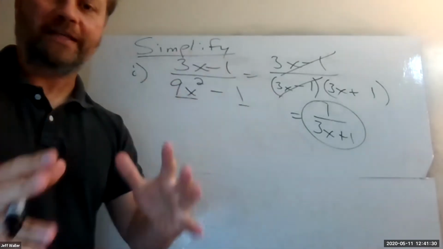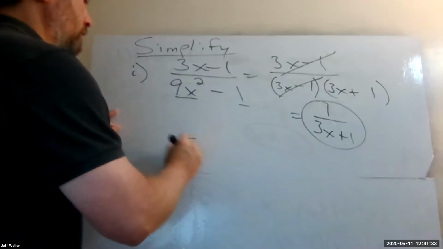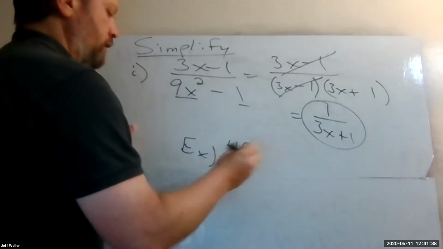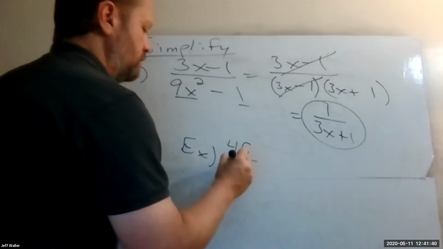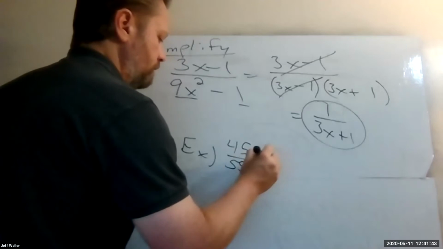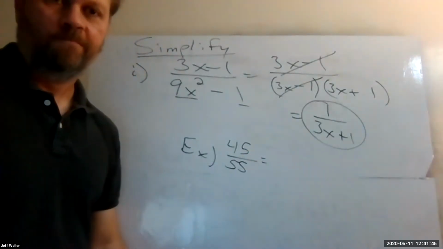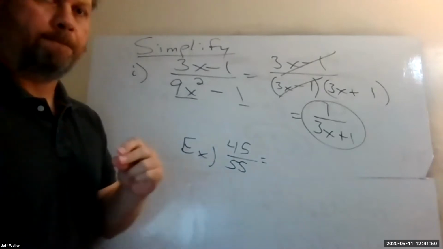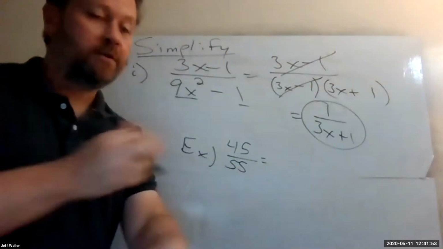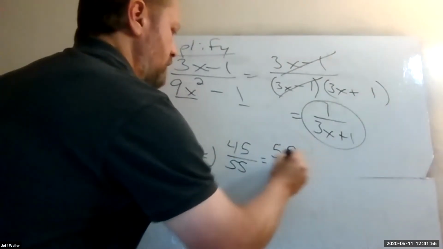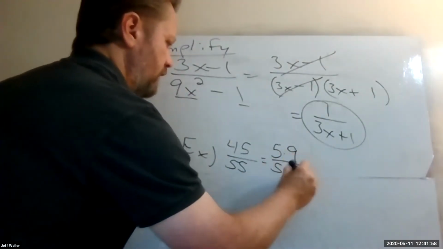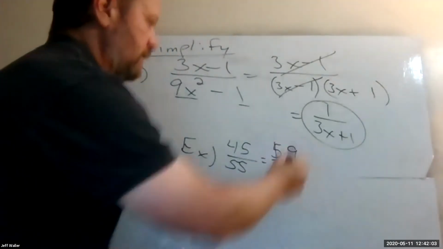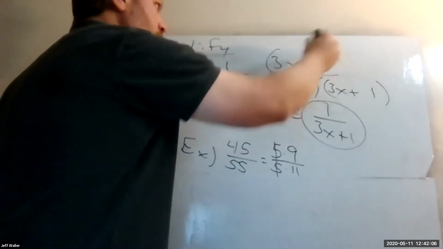So if I had, for example, 45 over, what do you got, Jeff? It doesn't matter, just write it down. 55. What goes into both of those? 5. So isn't 45 5 times 9, and 55 is 5 times 11, right? And then what can cancel? The 5s can cancel. Same way that we killed those 2, because that number is the same as that number.